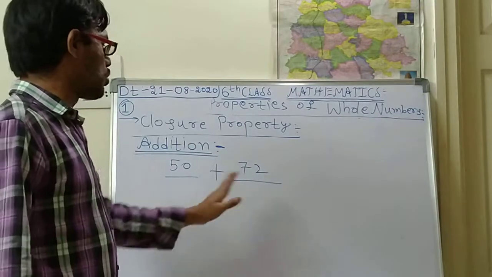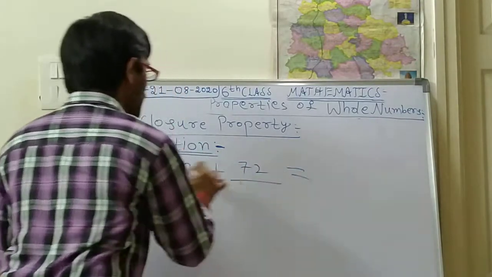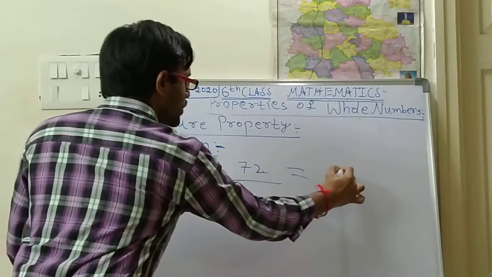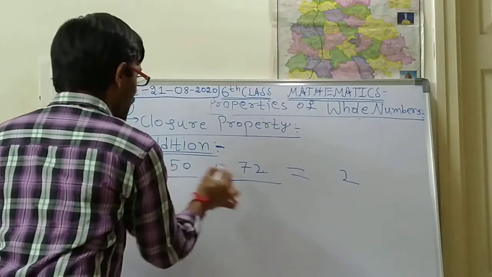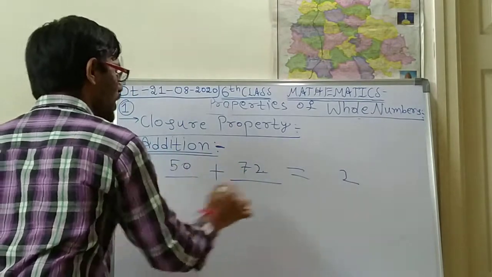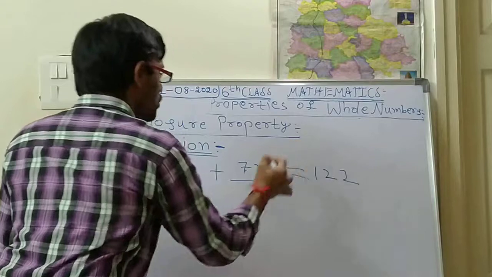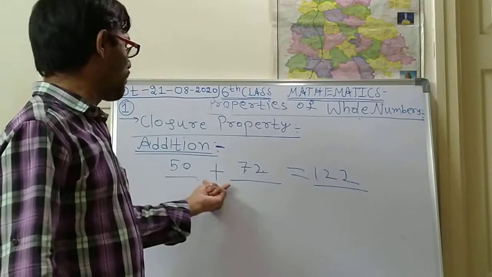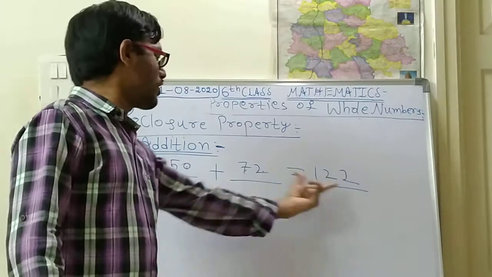So by adding these two numbers, what will happen? What is 50 plus 72? So 0 plus 2 is 2. Next 5 plus 7. What is 7 plus 5? 7 plus 5 is 12. So 122 is the answer for 50 plus 72. So 50 plus 72 is 122.